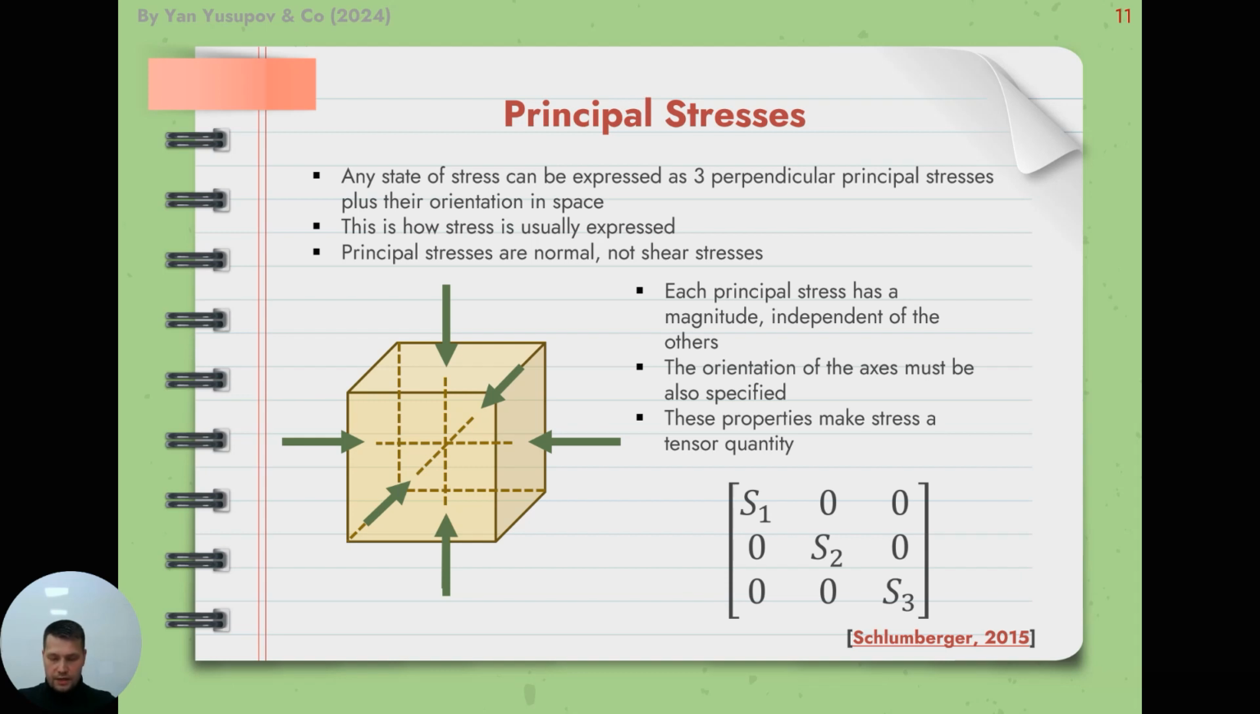It's very convenient to specify the stress state this way because they provide direct information on the maximum and minimum values of the normal stress components. The values S1, S2, and S3 in the figure are principal stresses, and S1 is more than S2, and S2 is more than S3.